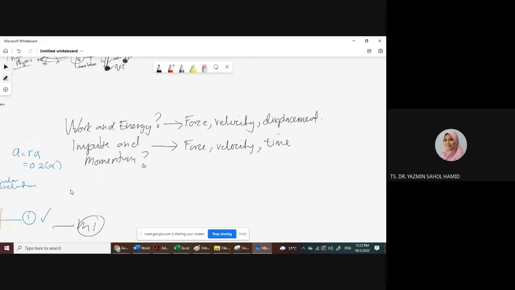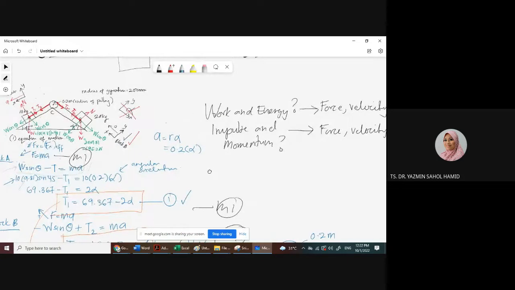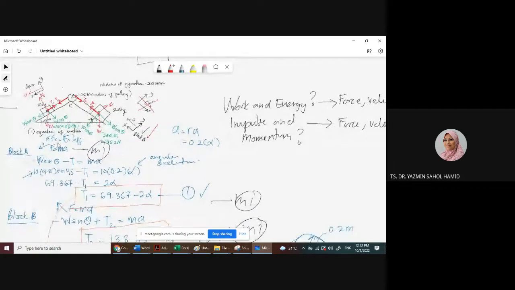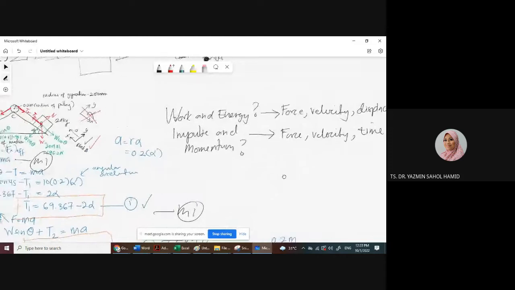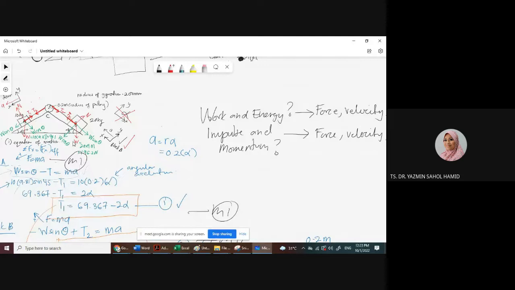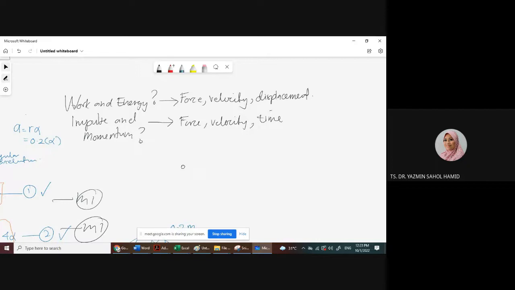You rasa untuk soalan yang sama ni, boleh tak kita tanya using work energy method, calculate the displacement of block A? Boleh kan? Dan untuk soalan yang sama, menggunakan impulse and momentum method, calculate the time taken, ataupun calculate the speed of block A at time it reach 8 seconds. Boleh kan? Boleh.